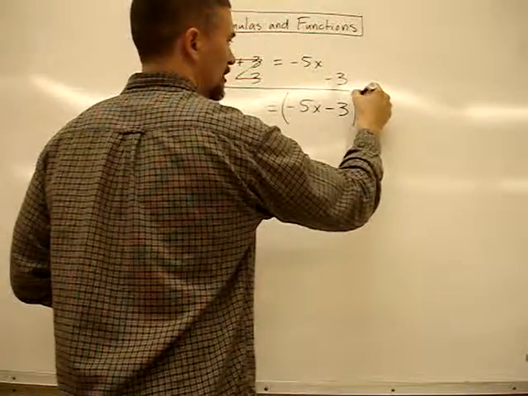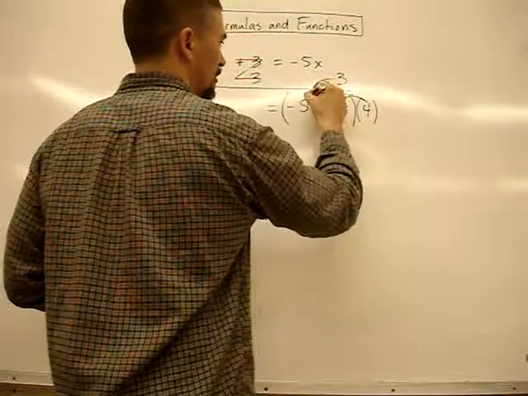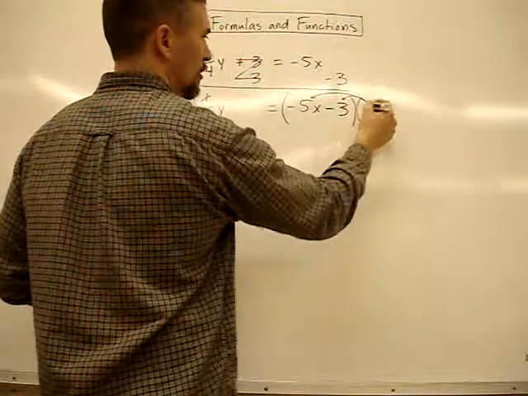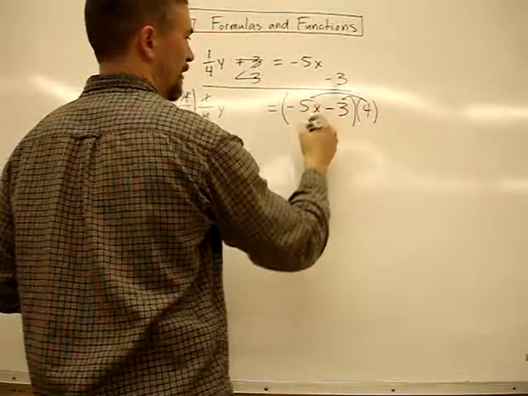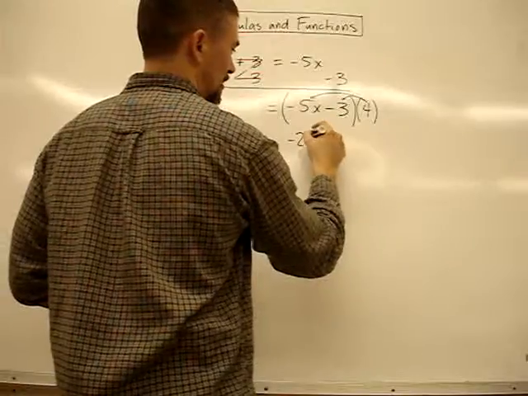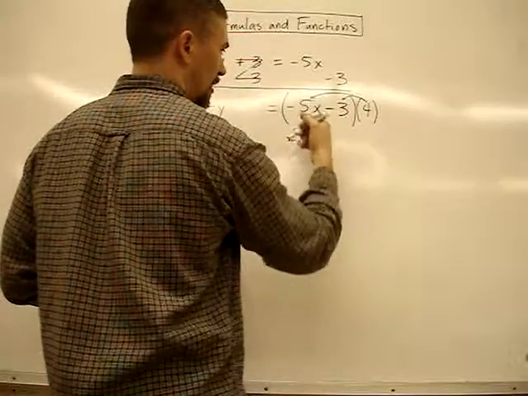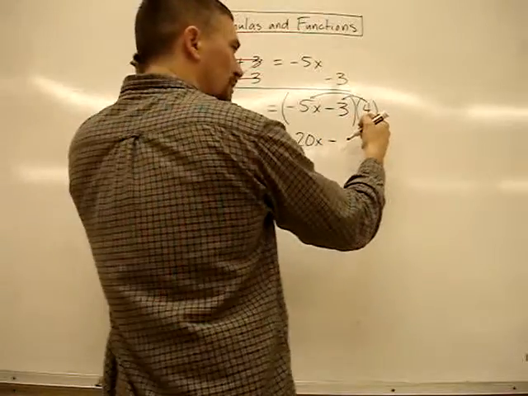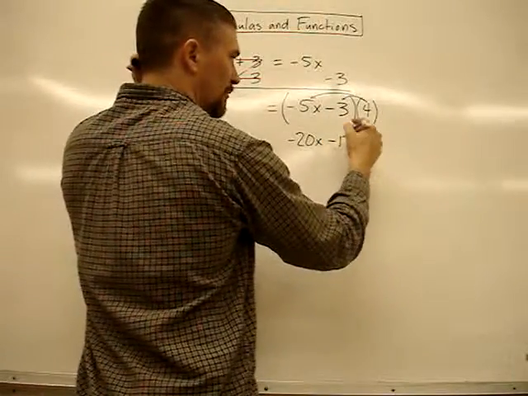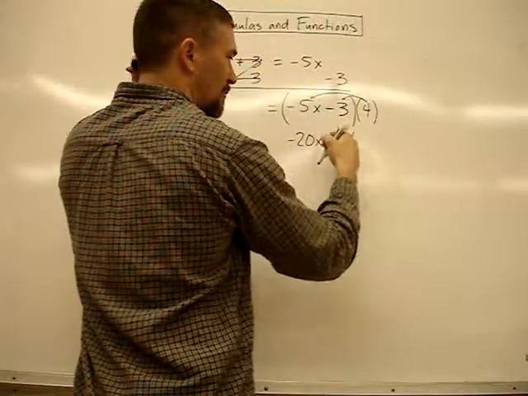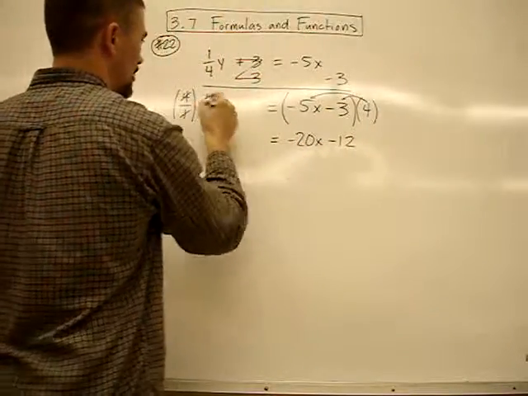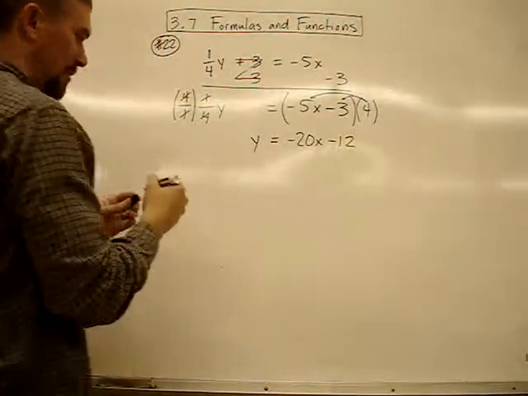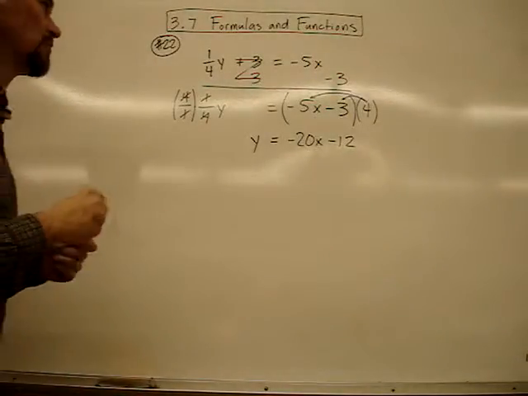And then we're going to distribute to both of these terms. So 4 times a negative 5x is a negative 20x, because 4 times 5 is 20, and negative and positive make a negative. And the x just goes along for the ride. 4 times 3 is 12. And of course it's negative because positive times a negative makes a negative. And so that leaves us with y all by itself, and there's the answer.